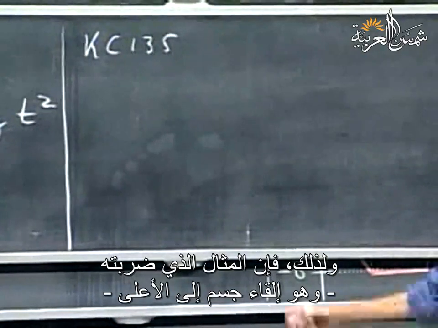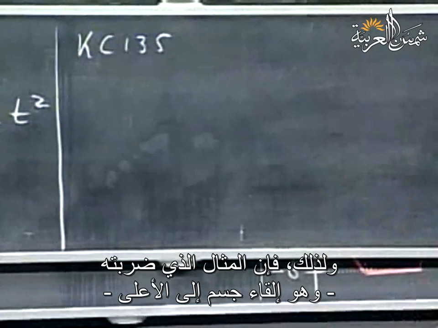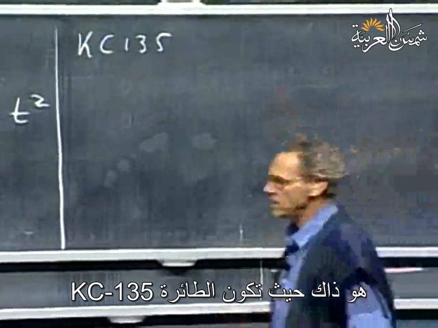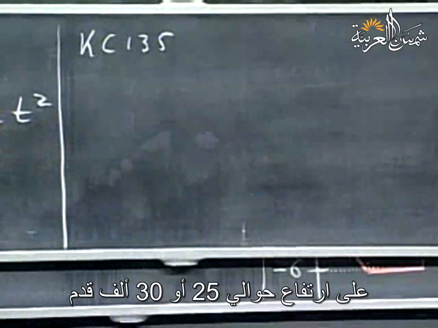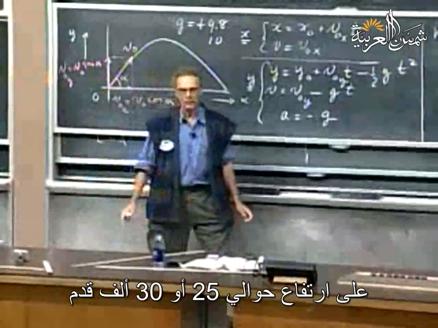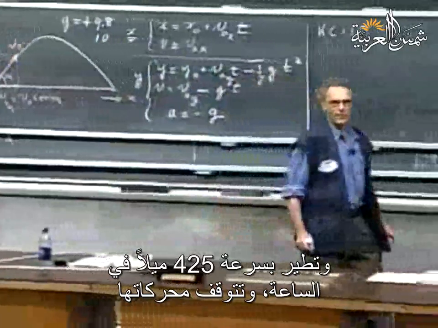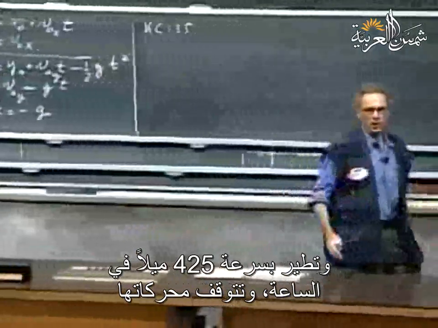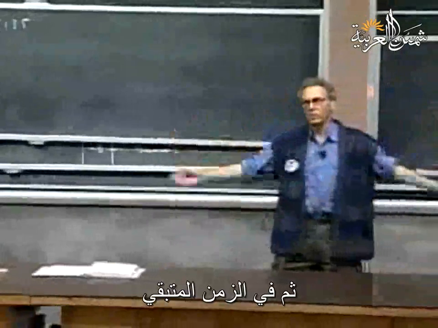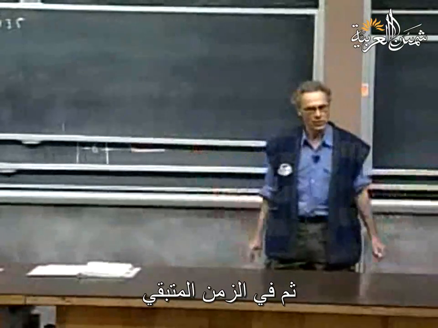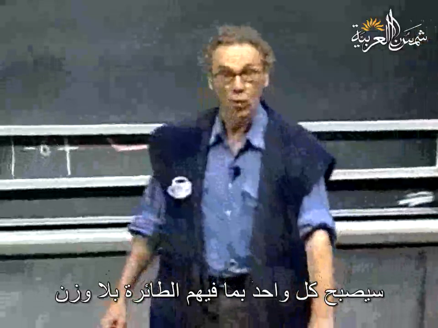And therefore the example that I have picked to throw up an object is the one whereby the KC-135 at an altitude somewhere around 25 or 30,000 feet comes in at a speed of 425 miles per hour, turns the engines off, and then for the remaining, whatever it was, about 30 seconds, everyone, including the airplane, has no weight.